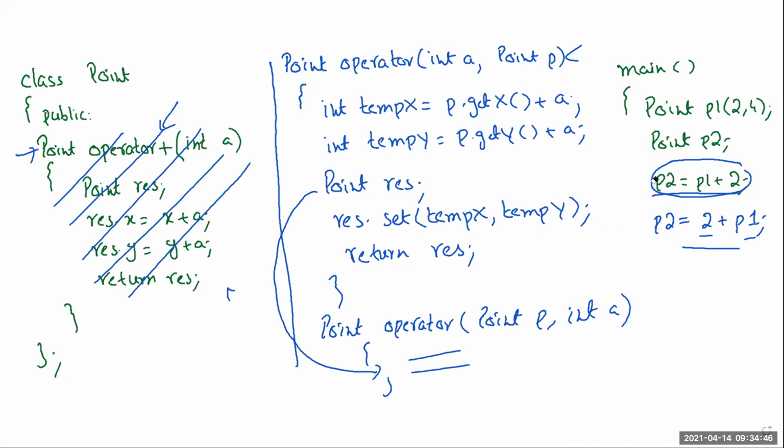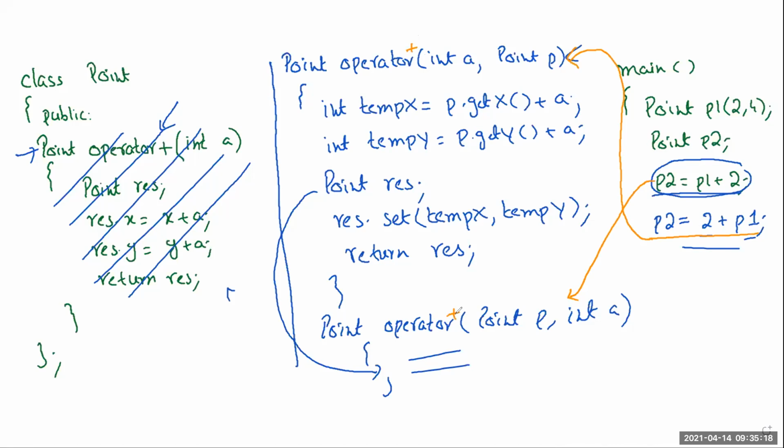Yeah, so now you have a choice. If someone is writing p1 plus 2, then this function is called. And if someone is writing this statement where on the left side you have an integer, then this version is called, right? So this is like overloading, that you have different order of arguments. Int and point, it is a different order. Point and int, it is a different order, right? So it is like function overloading. Okay, sorry, I missed this plus here. We have the plus symbol here.